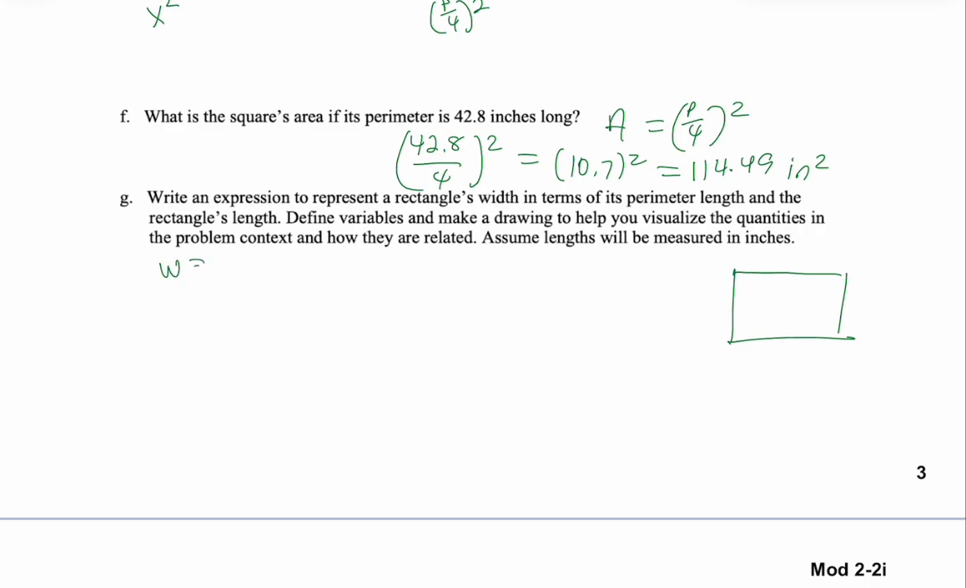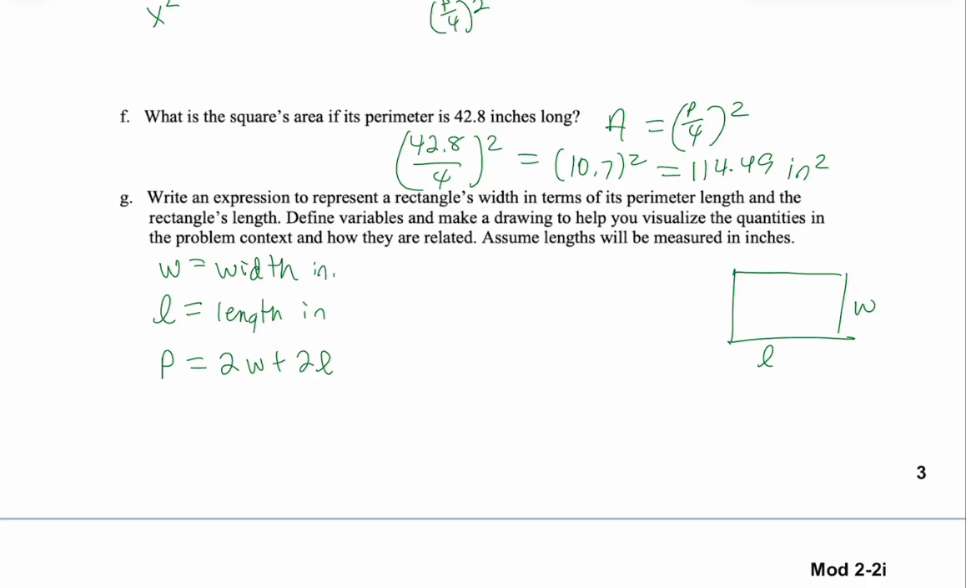I'm going to call W the width in inches. I'm going to call L the length in inches. And so the perimeter is if we have two W's and two L's to create that rectangle. And what they want is they want us to find the width in terms of the other two variables.